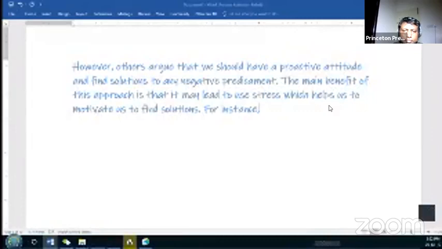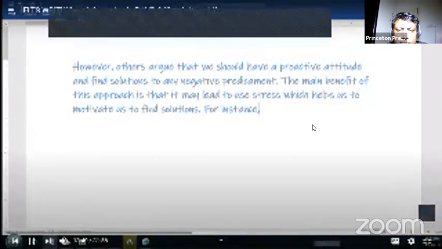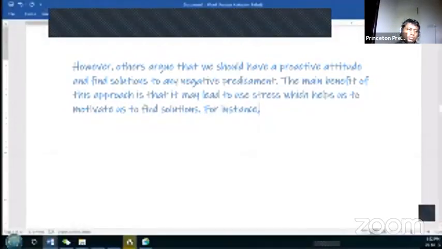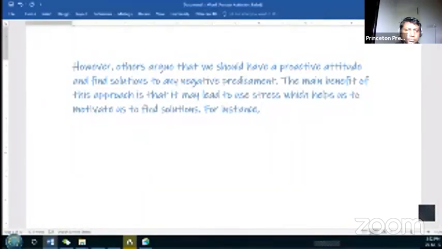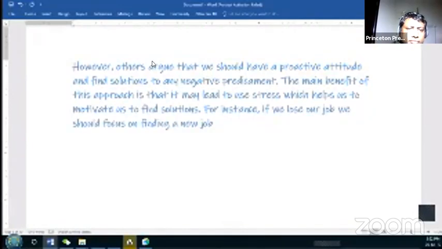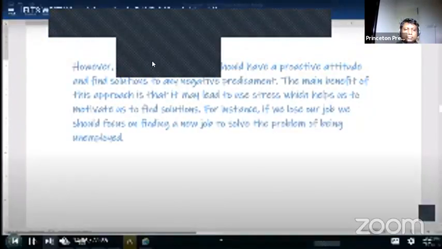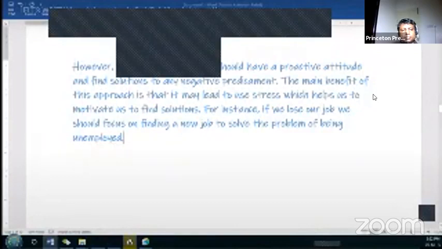The main benefit of this approach is that it may lead to eustress, which helps to motivate us to find solutions. For instance, note how I haven't repeated the phrase for example, and instead I'm using now for instance. This is also helpful for your score for cohesion and coherence to show a range of linking phrases and not just get stuck on the same one. If we lose our job, we should focus on finding a new job to solve the problem of being unemployed.